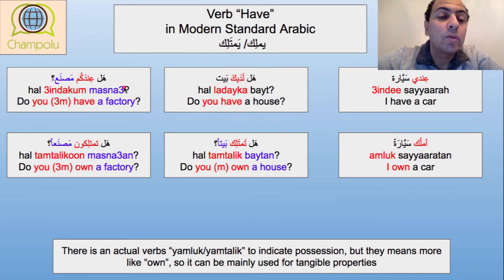And we can also here have something like هل عندكم مصنع? Do you have a factory? When addressing a group of males or mixed, we can say something like هل تمتلكون مصنعا? Notice this idea about tanween fatha, because masna here is in object position.